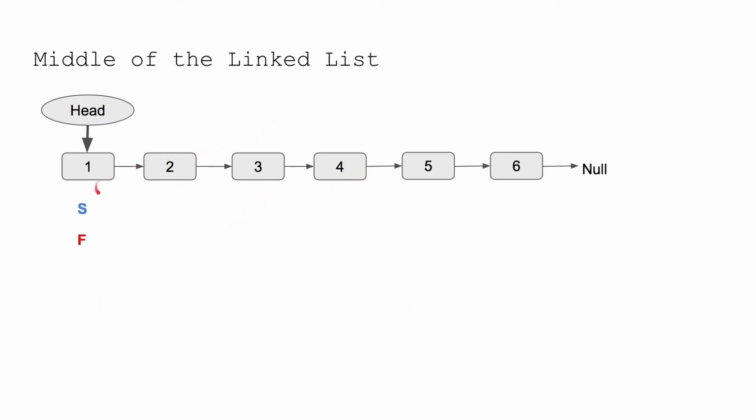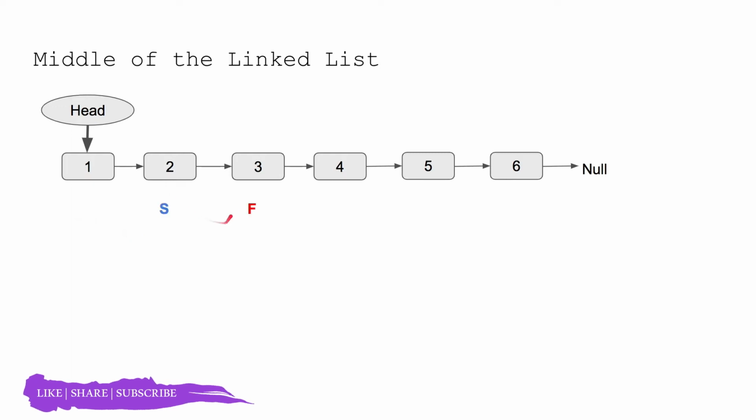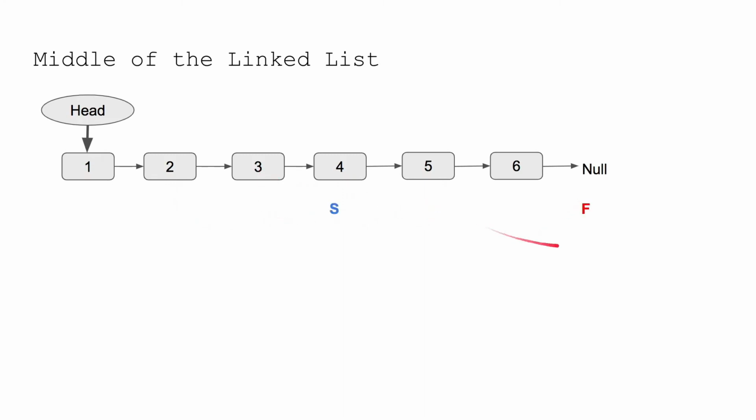So let's say if you are given this linked list with an even number of nodes, then how will it work? So let's iterate this. So slow pointer will move to 2 and fast pointer will move to 3, and then again slow pointer will move to 3, fast pointer will move to 5, and then slow pointer will move to 4, and the fast pointer will move to null, right? So it will definitely cross the last node.